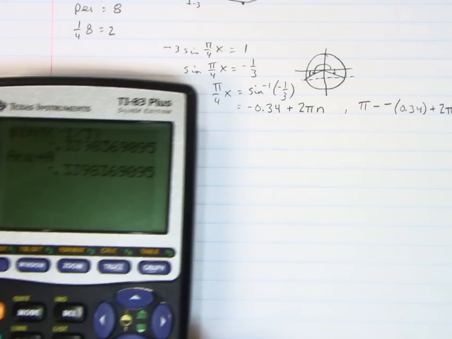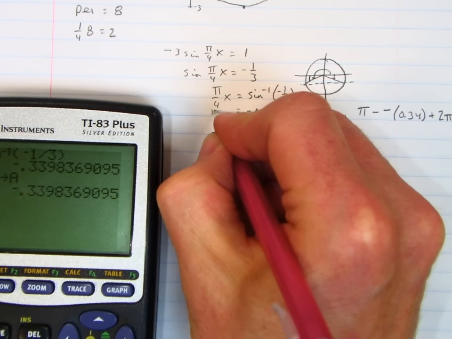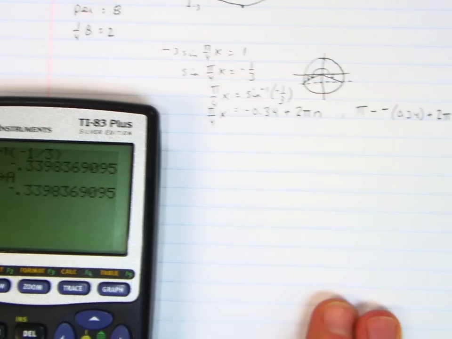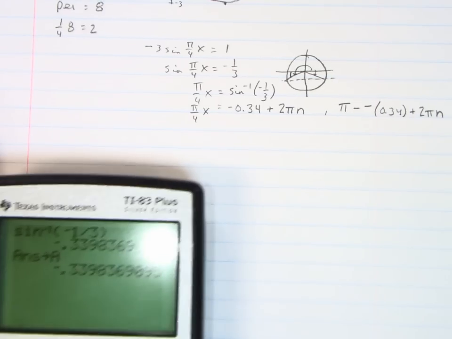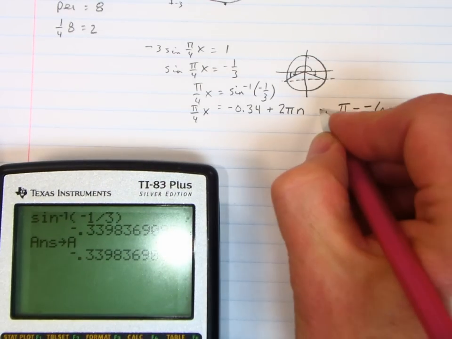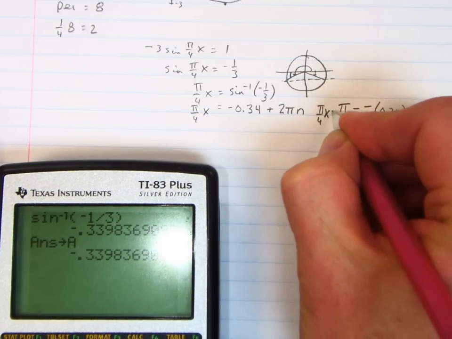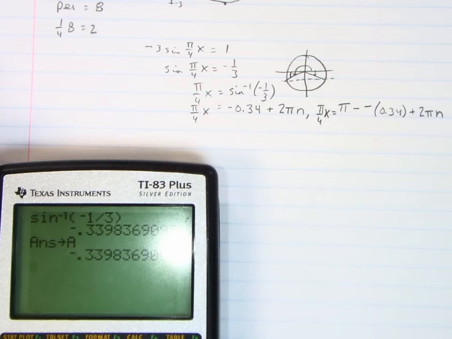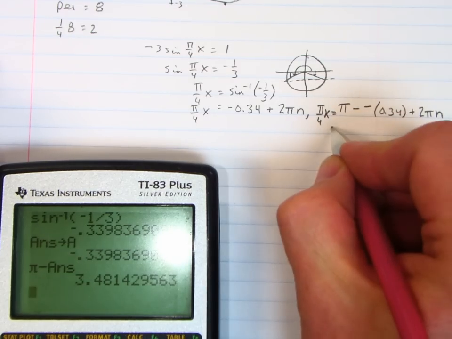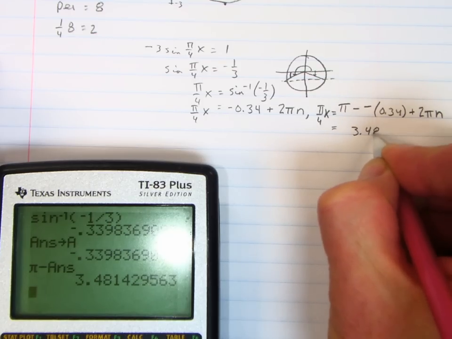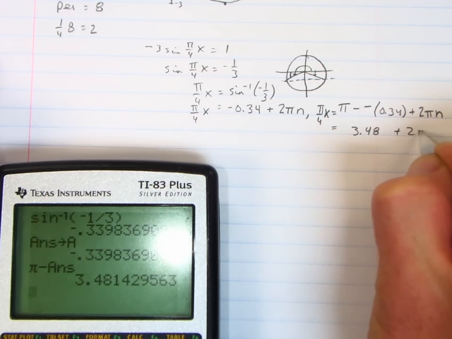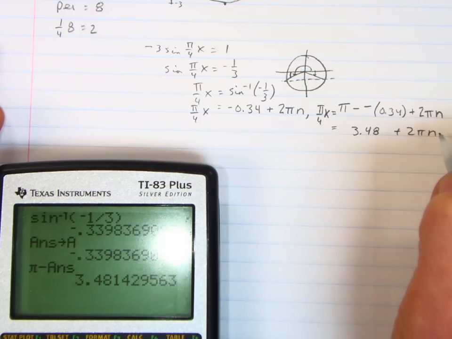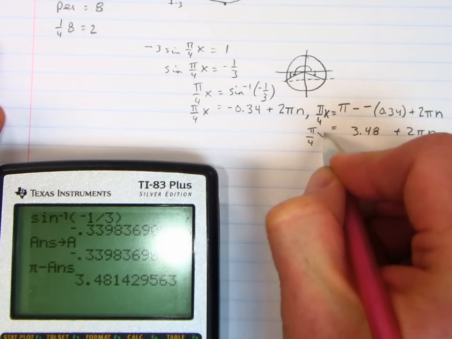Let's deal with this other set. I did not write here pi over 4x equals that, and over here I'll also have pi over 4x equals this. I'll put a comma there. Let's deal with this. We can say pi minus answer, because our answer is negative, and that should give us a number more than pi. It does, 3.48, rounded to 2 decimal places. So we'll say plus 2 pi n. We have pi over 4x equals that.